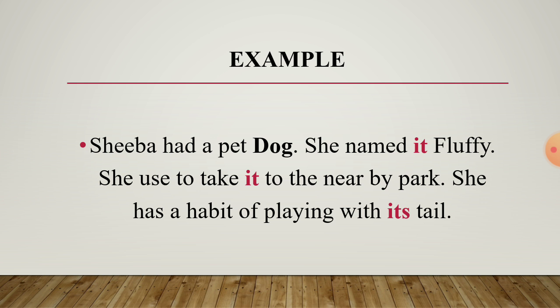Now read this example. Sheba has a pet dog. She named it Fluffy. She used to take it to the nearby park. She has a habit of playing with its tail. Now, dog is a noun. It is a name of an animal. We use the words such as it and its to replace the noun and avoid its repetition.